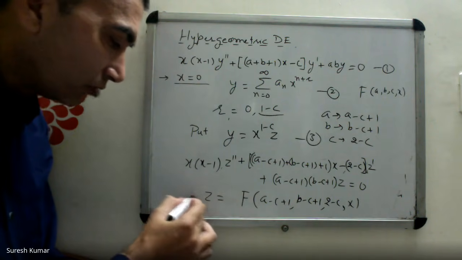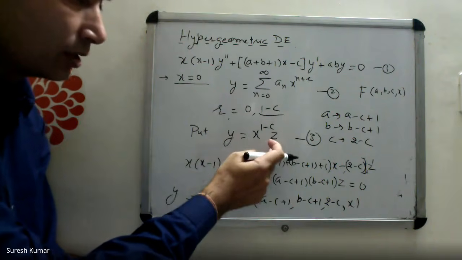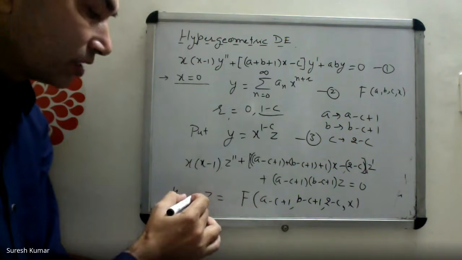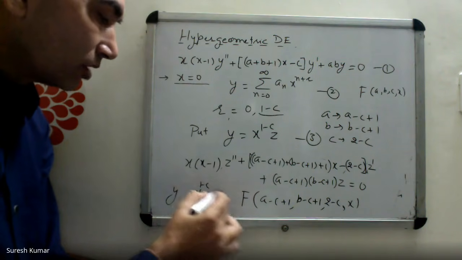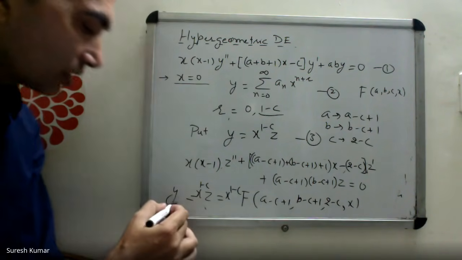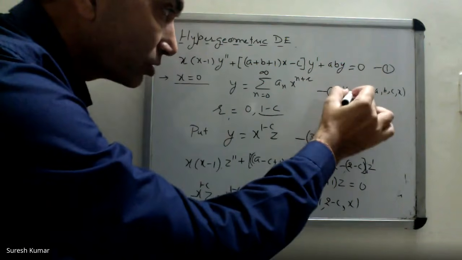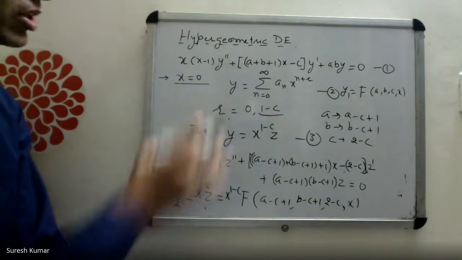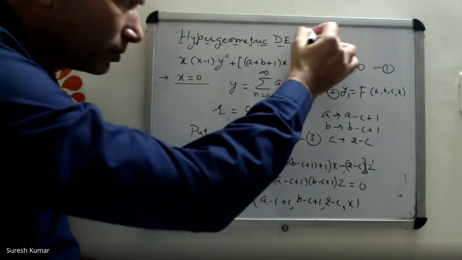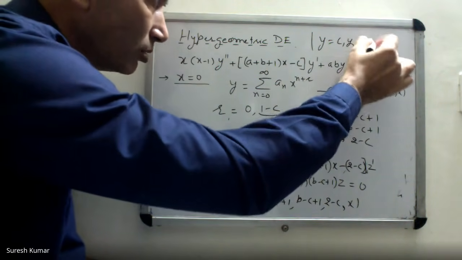You need finally y. What is the relation between y and z? You just multiply it by x power 1 minus c. So x power 1 minus c. Let's call this the second solution. The first solution you have already found, y1. So what is the general solution of equation 1? c1 y1 plus c2 y2.